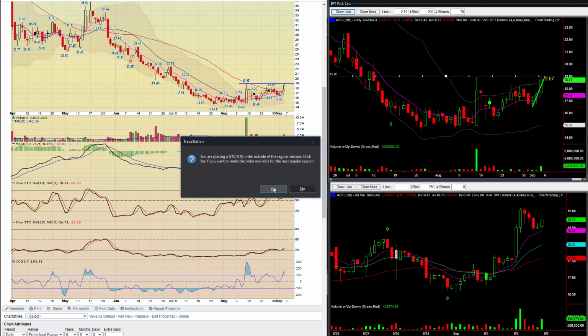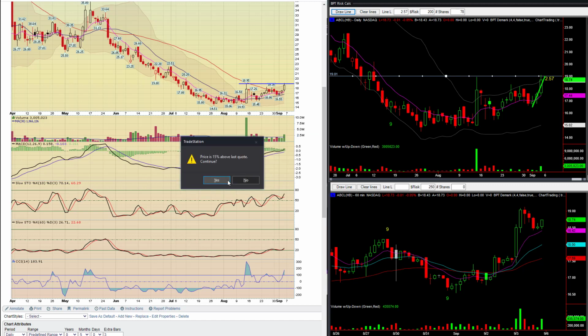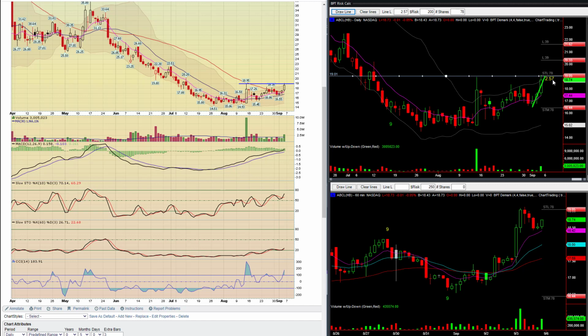All right. Then I get this thing that says place order. And now notice these orders show up right in the chart. So I got a sell stop right here, and I got a buy stop right here. And I got some profit targets automatically. So it just makes it very, very convenient.